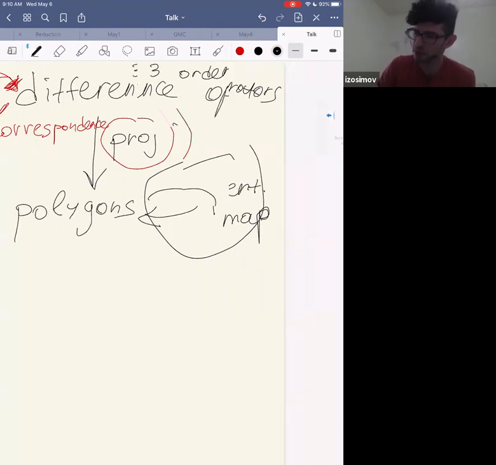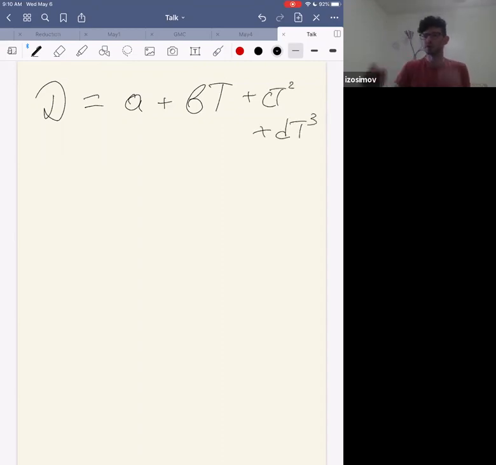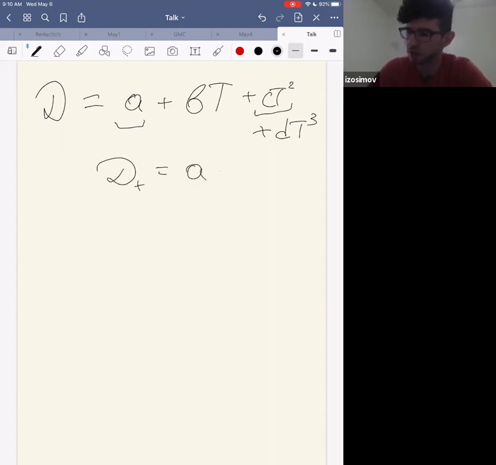Namely, let's look once again at our difference operator D that encodes the polygon, and it has the form A plus BT plus CT squared plus DT cubed. What I'm going to do is break this operator into two parts. One part is A plus CT squared, and let's call this D plus. So D plus is A plus CT squared, and D minus is BT plus DT cubed.